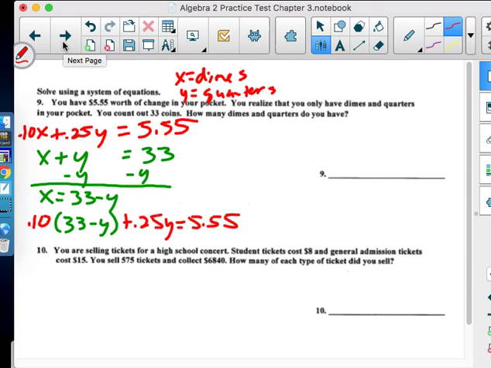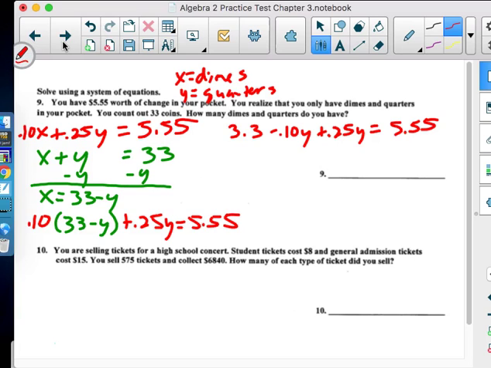And yeah, I can hear the lids coming off the calculators, because with the decimal things, we usually want to use a calculator for this stuff. So 0.1 times 33 would give us 3.3, but let me put that up there. So 3.3 minus 0.10y plus 0.25y equals 5.55. Then we combine like terms.